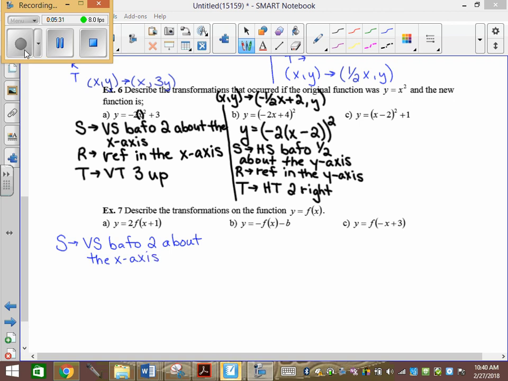Do we have a horizontal stretch? Is there a number in front of the x? No. Is there a negative in front of this 2? No. Is there a negative in front of the x? No. So no reflections.